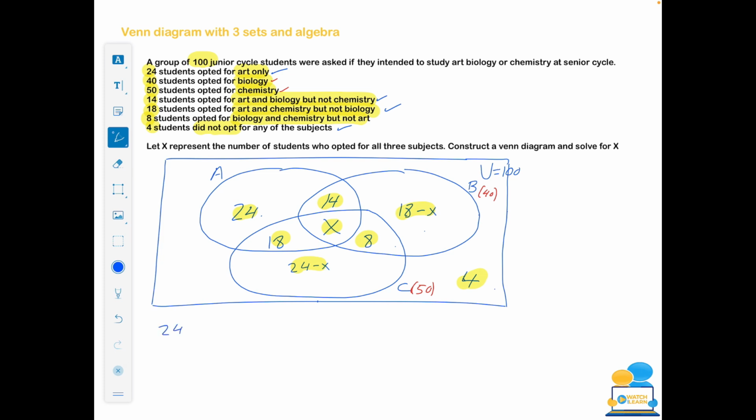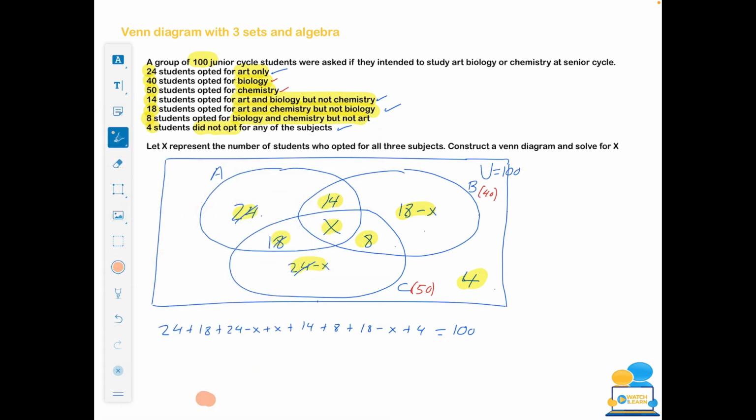So I'm going to add up 24 plus 18 plus 24 minus x plus 14 plus 8 plus 18 minus x plus 4. They should all add up to 100, so we're going to let it equal 100. Okay, now just be careful when you're doing those. No harm to cross those off as you're going along, just to make sure you've included them all. Now, this is a purely algebra question after this.